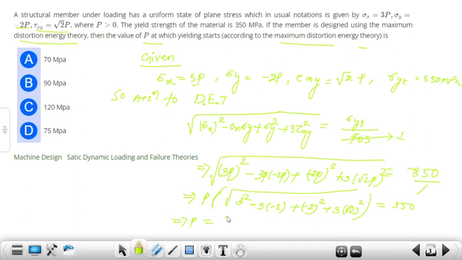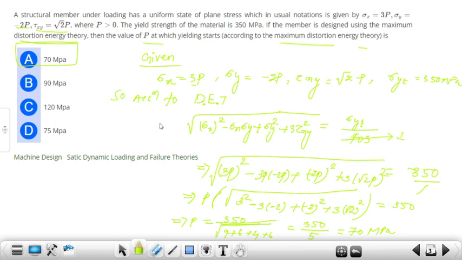So p is equal to 350 divided by root over of 3 square is 9, and 3 into 2 is 6, plus 6, plus 4, plus 3 into 2, 6, which is equal to 350 divided by root over of 9 plus 6, 15, 15 plus 4, 19, 19 plus 6, 25, and root over 25 is 5, which is equal to 70 megapascal. So option A is the correct answer.